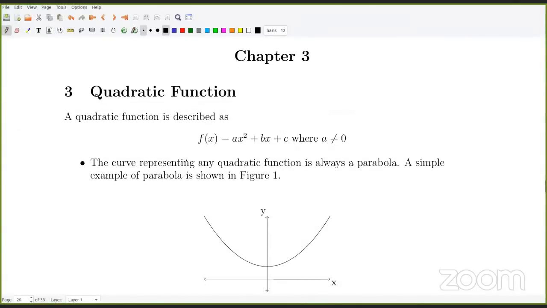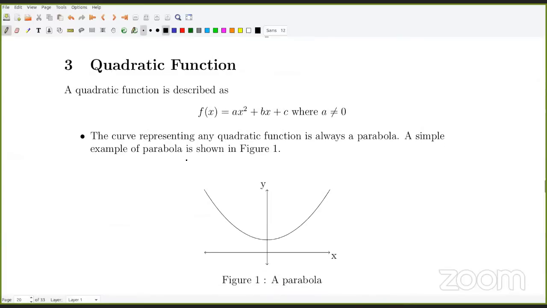Now let's come to chapter 3. See, chapter 2 is about straight lines, which are of the form ax plus b or mx plus c. Now chapter 3 is quadratic functions, which have 3 constants and the degree is increased. Quadratic functions are of the form ax square plus bx plus c. So this is the general equation, the general representation of a quadratic function.